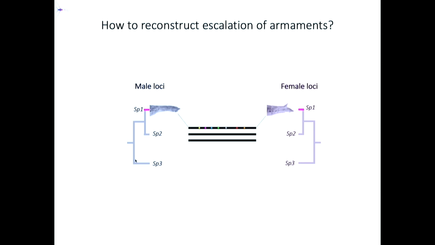And to reconstruct the escalation, now we need to bring in the other sex. We need to understand, when one sex changes, which alleles are involved, and when the other sex responds, which alleles are involved, and how these patterns of escalation, adaptation and counter-adaptation happen, but at the genetic level.